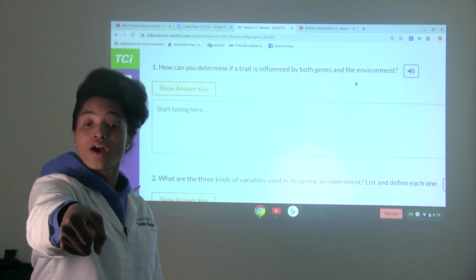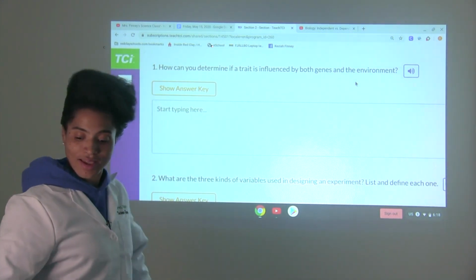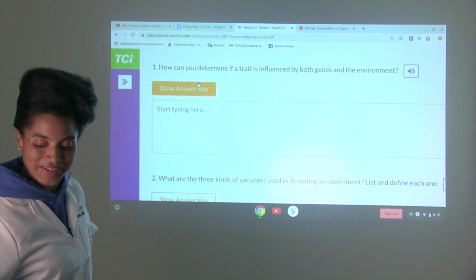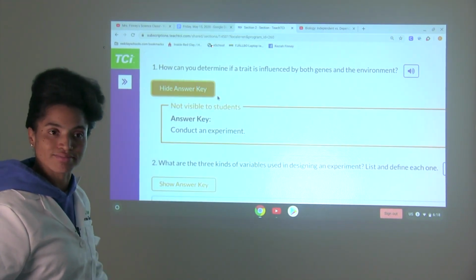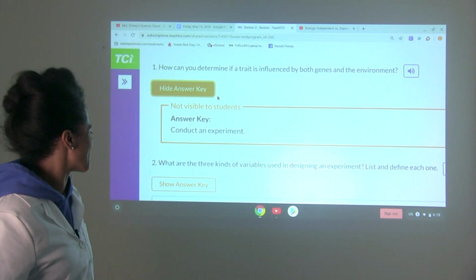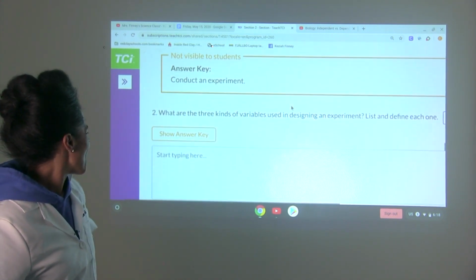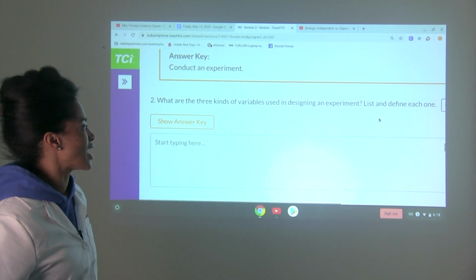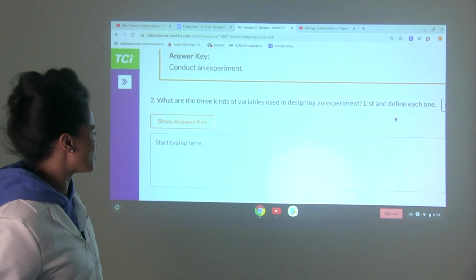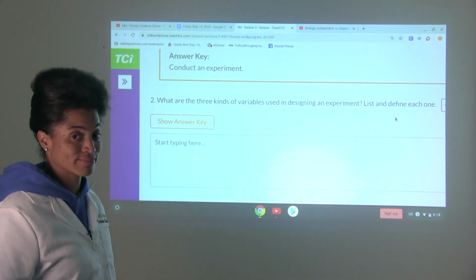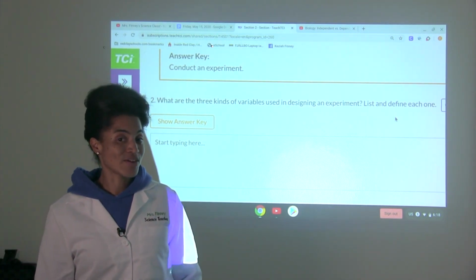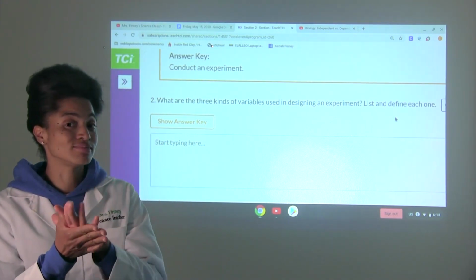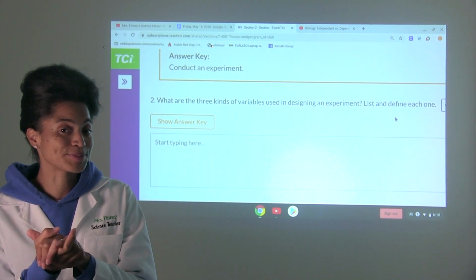Oh, yeah? Oh, well, okay then. Let's take a look here. Conduct an experiment. We love experiments. What are the 3 kinds of variables used in designing an experiment? List and define each one. We know we have, name all 3, please.